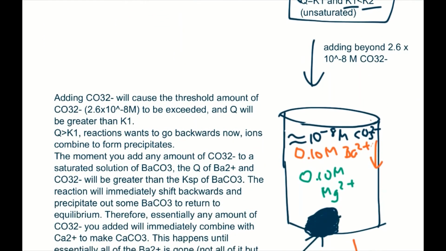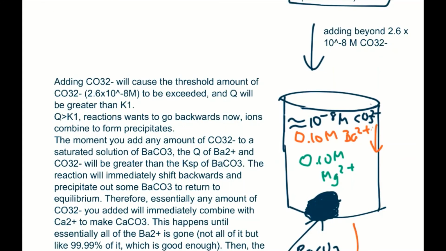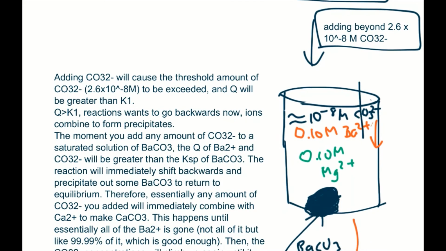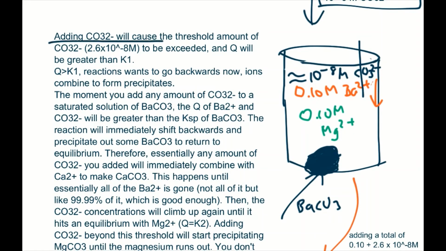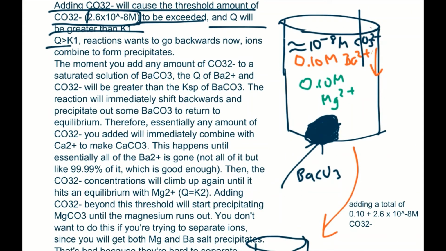Now, what about if we added more carbonate than is permitted? If we're oversaturating it, that must mean that things are going to start precipitating, and I will read this explanation to show you why that happens. So, adding CO3 2- will cause the threshold amount of carbonate, which is this number, to be exceeded, and as a result, Q will be greater than the Ksp for barium carbonate. Now, if Q is greater than the Ksp, that means the reaction wants to go backwards now, so ions will now combine to form precipitates instead of the other way around.